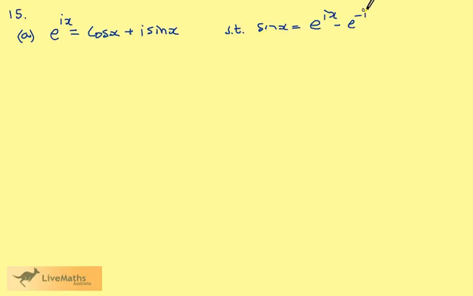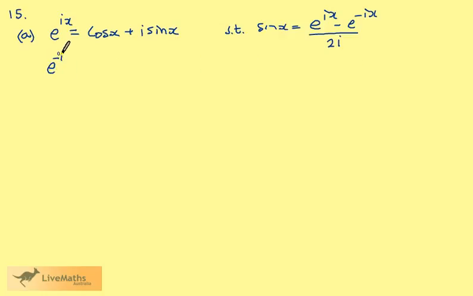Question 15. In part A, we're given that e to the ix is equal to cos x plus i sin x. We want to show that sin x is equal to e to the ix, take away e to the negative ix, all over 2i.